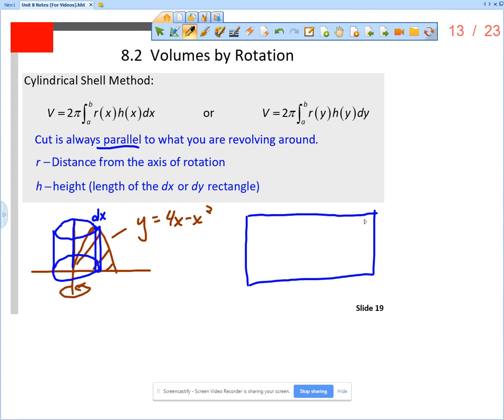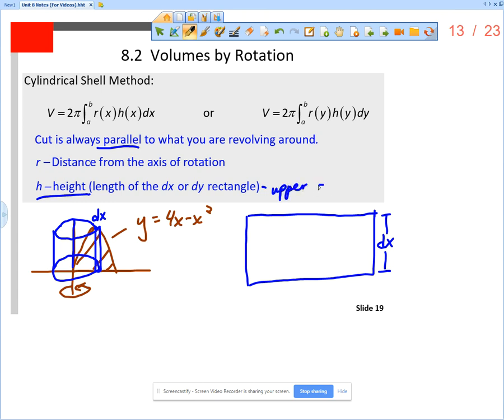Now, the rectangle has a height that is the length of the dx. So this is the dx rectangle's height. How would we find the height of the dx? We would take the upper boundary minus the lower boundary. So you can write yourself a little note there.